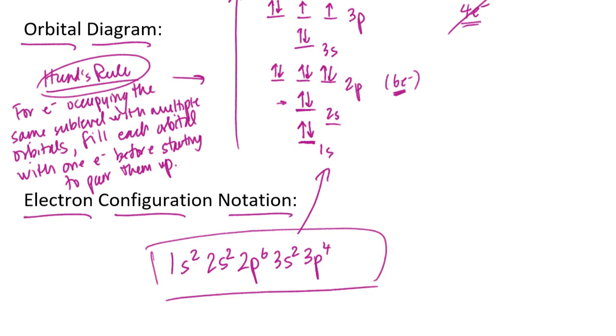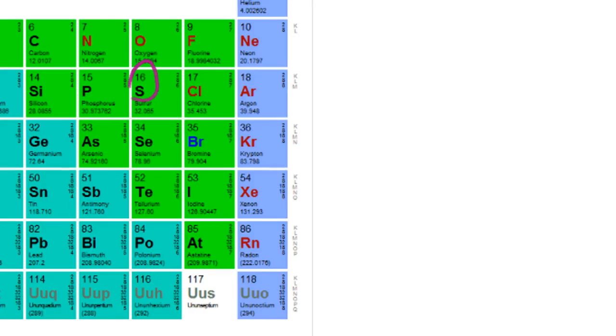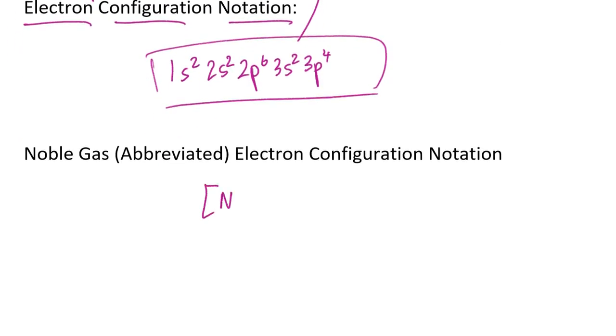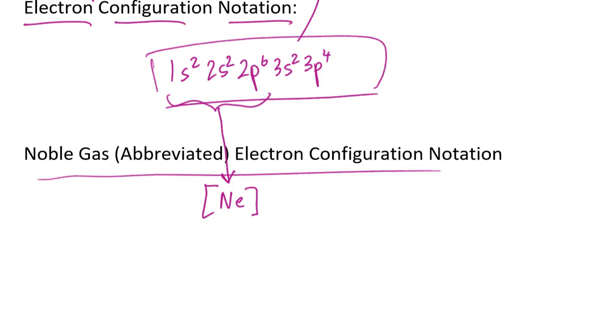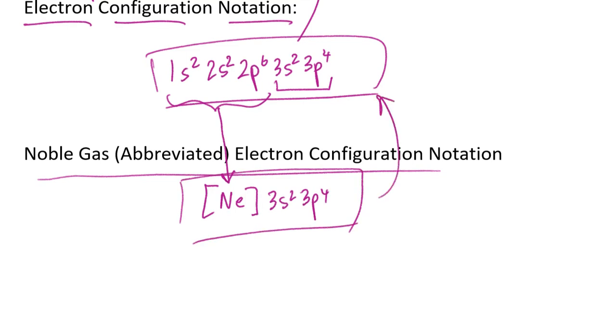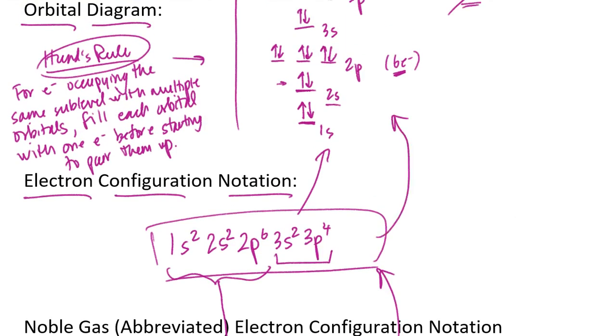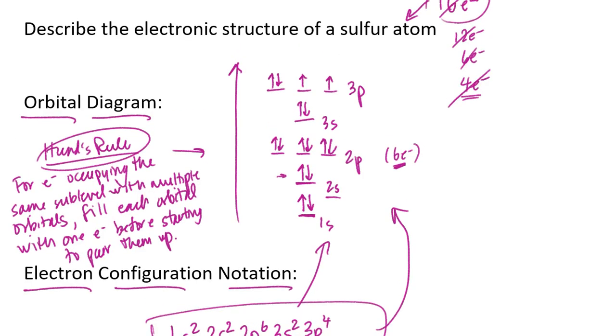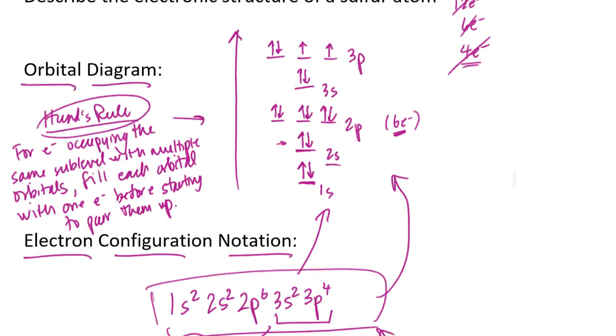Now, I could even abbreviate this further, because if I take a look at the periodic table, the noble gas that precedes sulfur is neon. So if I include neon in square brackets, that represents 1s2, 2s2, 2p6, because that would be neon's electron configuration. Then all I have to do to finish this abbreviated electron configuration notation is write the remainder of the configuration. That would be 3s2, 3p4 for sulfur. So this is an abbreviated way to show the electron configuration for sulfur, which in turn is an abbreviated form of the orbital diagram that shows us where the electrons actually reside within the energy levels within a sulfur atom.